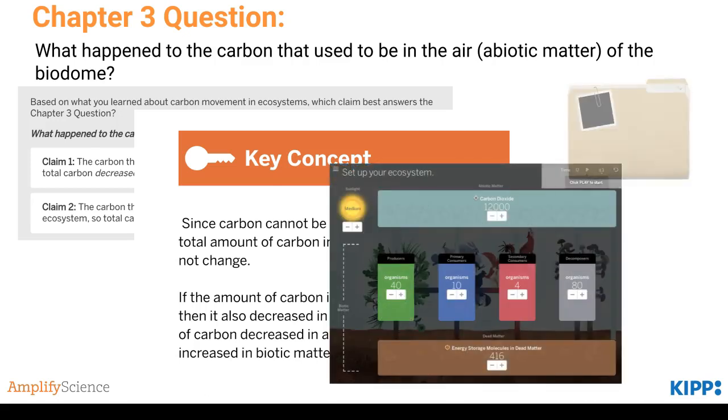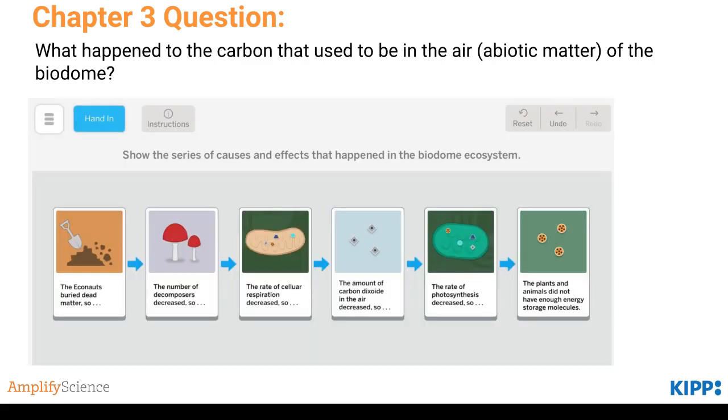Students then use the simulation and the biodome files to find more evidence of why the decomposer population declined in the biodome. They come up with two reasons, first being that the dead matter was buried too deep for decomposers to access, and second, there were no worms in the biodome to break down the dead matter so it could be accessible to other decomposers.